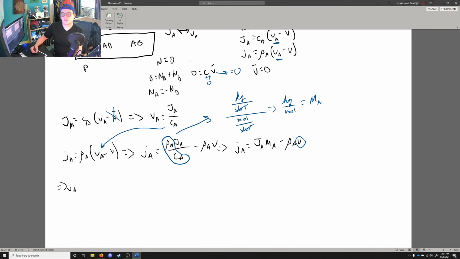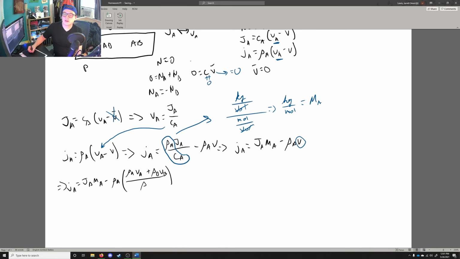So we'll get that the mass diffusive flux of A is equal to the molar diffusive flux of A times the molecular weight of A, minus the mass concentration of A times, and here's the definition for it, the mass concentration of A times the mass average velocity for A plus the mass concentration of B times the mass average velocity for B, divided by the total mass concentration.